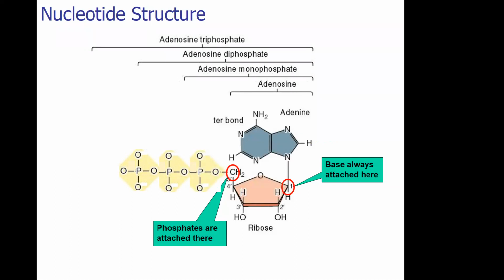The base always goes on carbon 1. When you add the phosphates, they go on carbon 5. And you add 1, you're mono, 2, di, 3, tri. And each phosphate has a name. The first one is alpha, the second one is beta, and the third one is gamma, the third letter of the Greek alphabet. Alpha, beta, gamma. So they even have names.